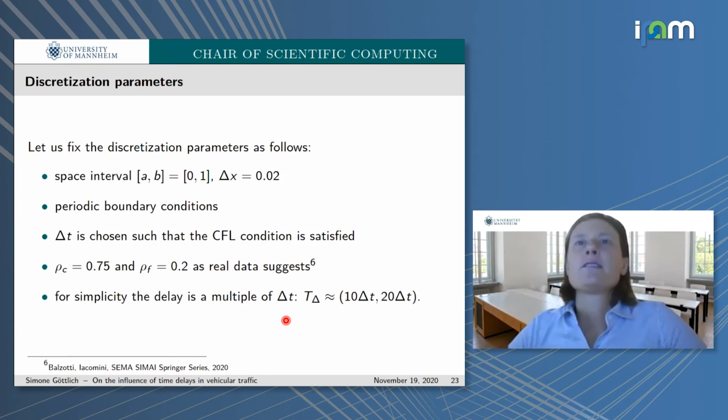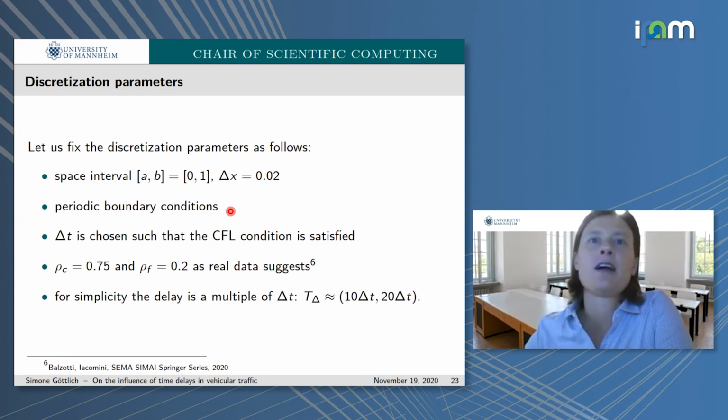For the scenarios I will introduce now, we have chosen the following setting. We have some unit space interval, some discretization delta x of this type. We also consider periodic boundary conditions, and delta t is chosen such that the new CFL condition is satisfied. The thresholds I've already mentioned are 0.75 and 0.2, and this is taken from a paper by Balzotti and Iacomini, which is based on some real data estimations. For simplicity, we choose the delay to be a multiple of delta t, as you can see here.